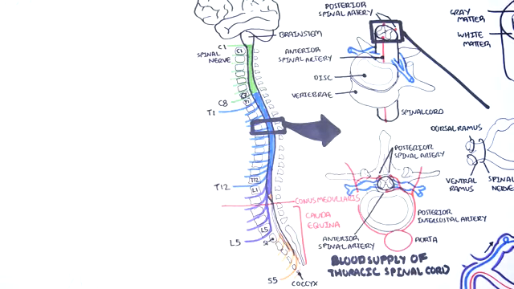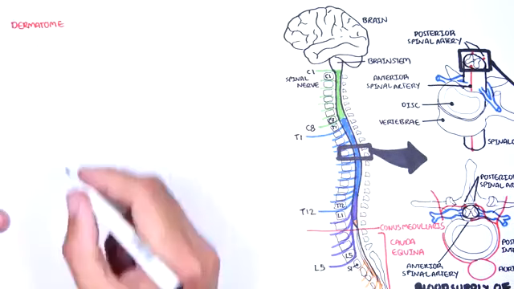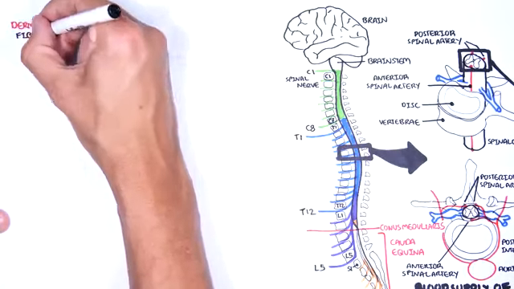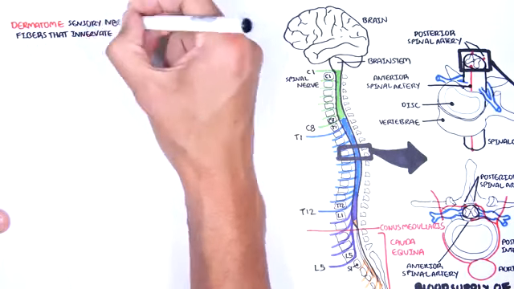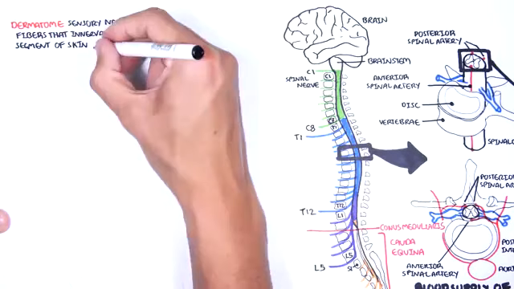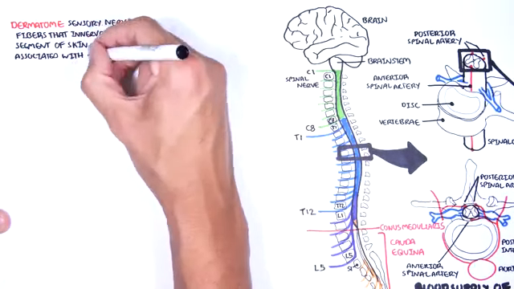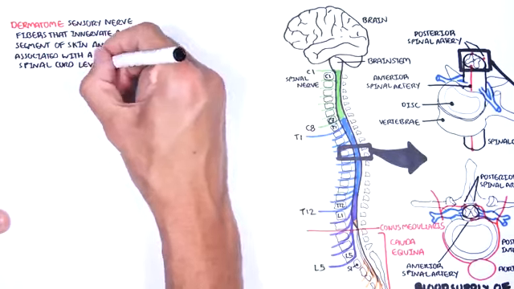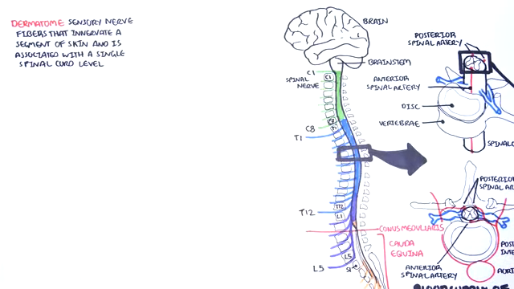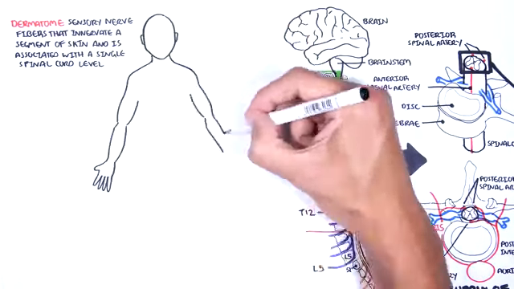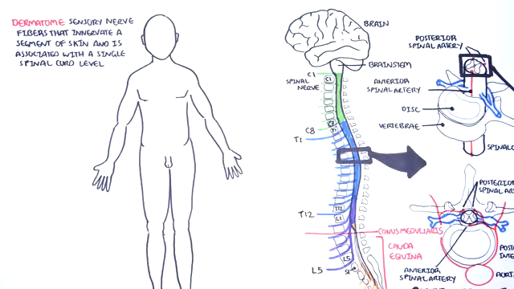Next, let's talk about dermatomes. Your skin is innervated by sensory nerve fibers. Dermatomes are sensory nerve fibers that innervate a segment of skin and are associated with a single spinal cord level. So for example, here's a human body with a dermatomal distribution drawn out.